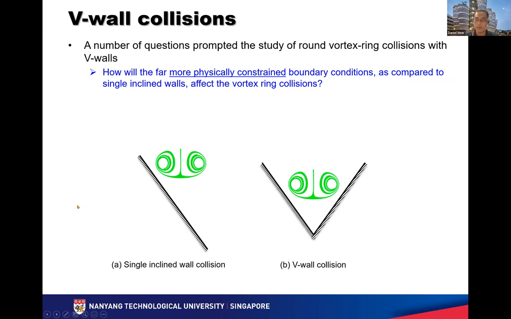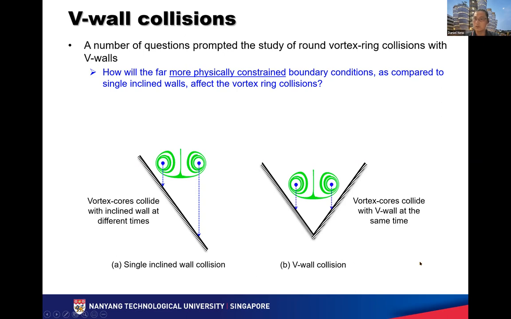Furthermore, there's a very important difference as well. For a simple inclined wall collision, what happens is these two vortex cores are going to collide with the inclined wall at different times. So that means there's a lag. However, for a V-wall collision, these two vortex cores are going to collide with the V-wall surfaces at pretty much the same time. So surely something must give.